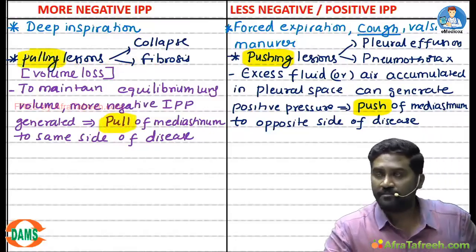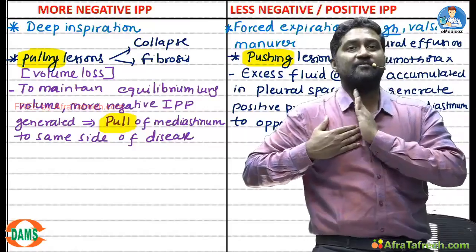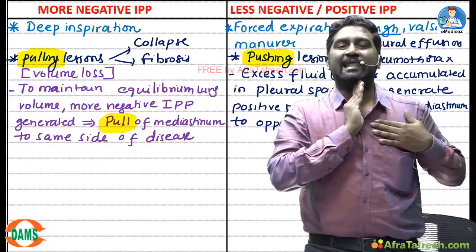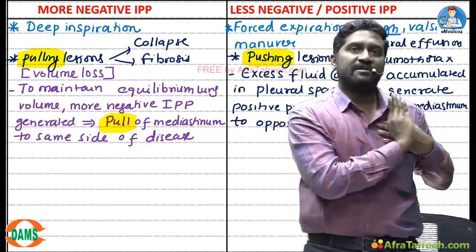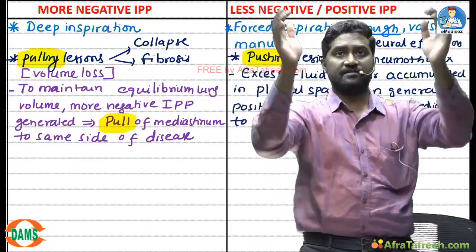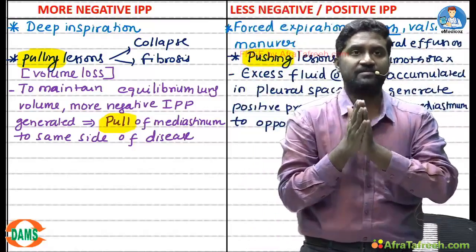Now for example, if there is right sided collapse, the trachea will be pulled towards the right side. If there is left sided fibrosis, the trachea will be pulled towards the left side. Because the disease is responsible for the pull, these are called pulling lesions.